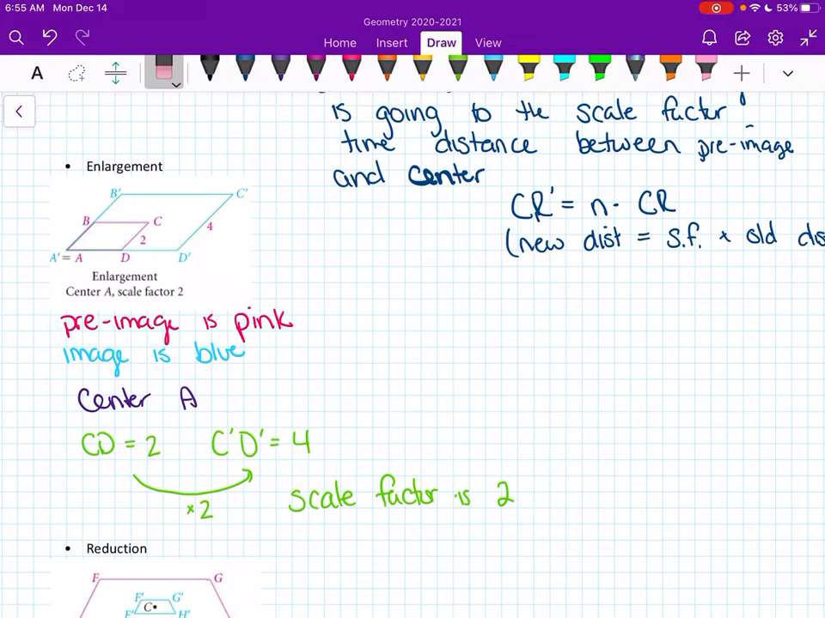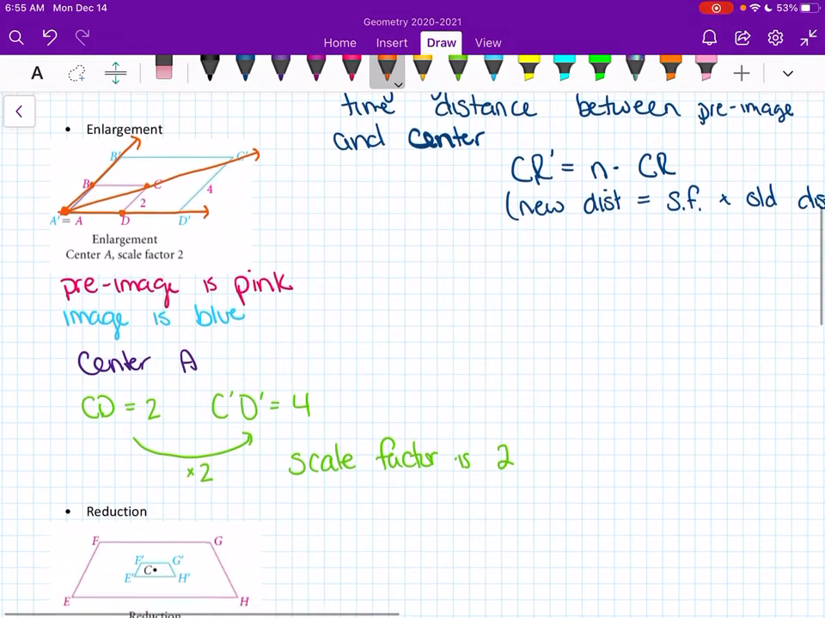All right. And then if we look at where my image points are in terms of the rays, I can see that if I make a ray from A to B and extend it, B prime is on that. If I make a ray from A to C and extend it, C prime is on that ray. If I make a ray from A to D, D prime is on that ray. Okay, so that's what we mean by my image is on the ray between the center and the pre-image. Okay, let's look at another example.